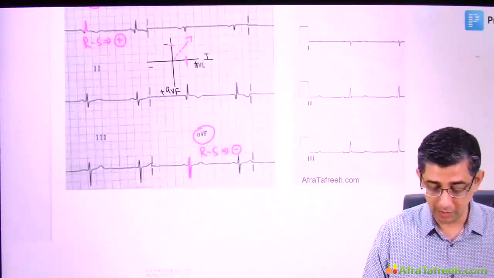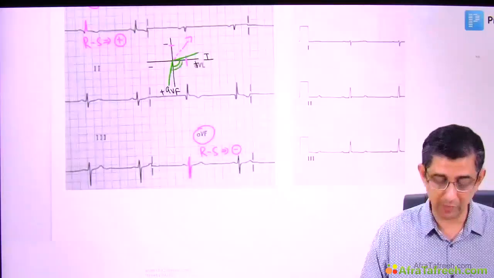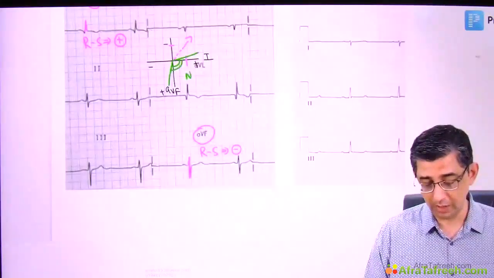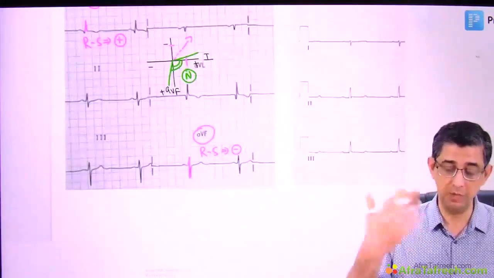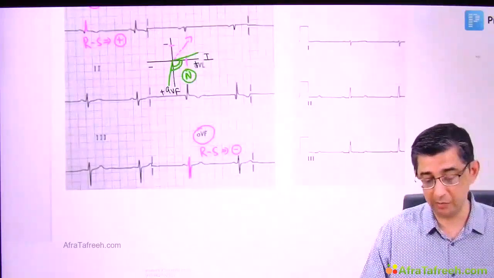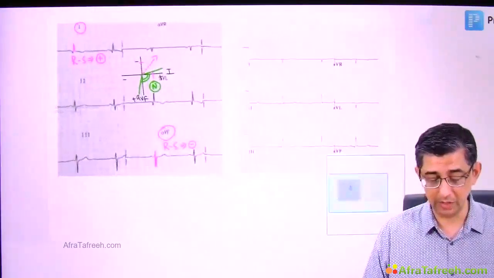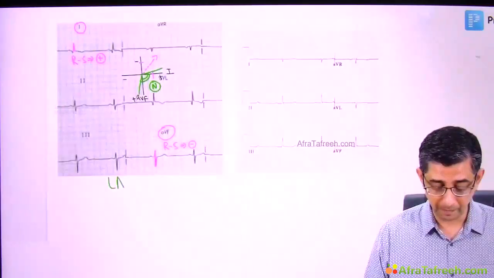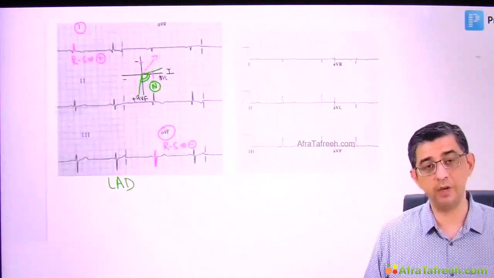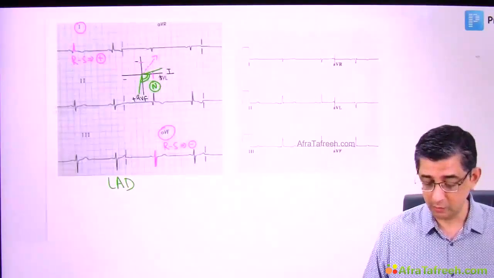In contrast to normal axis, which was -32 to +110, you can notice that now the axis of the vector is lying in the superior quadrant, above, I would say, the normal quadrant per se. So this is what is technically called left axis deviation. It signifies left chamber enlargement. Let's do it once more.